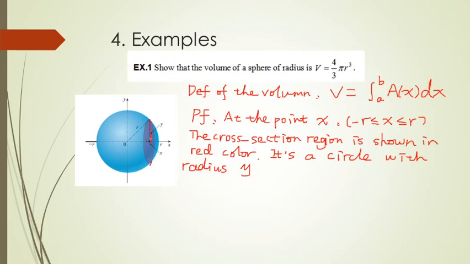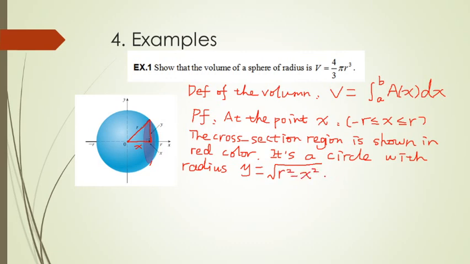But how can you express the y using the x? We know the radius here. It forms a right triangle actually. This part is r, which is the radius of the sphere. What is this horizontal length? This is x, right? So y forms the right triangle, and my y will be the square root of r squared minus x squared, right?